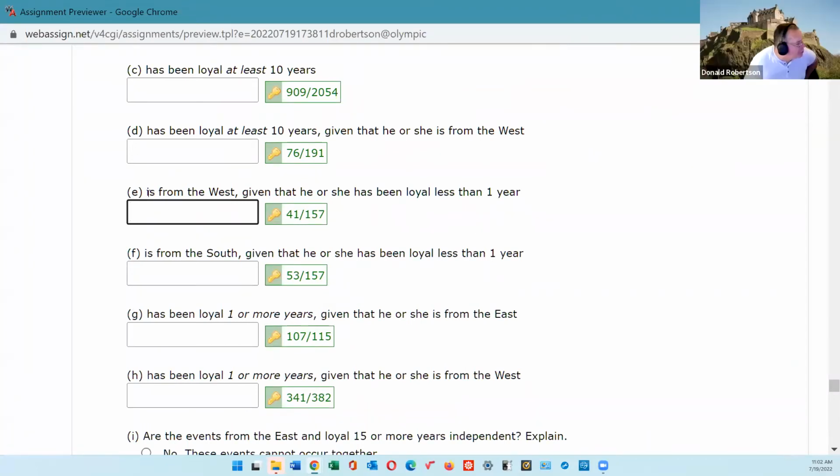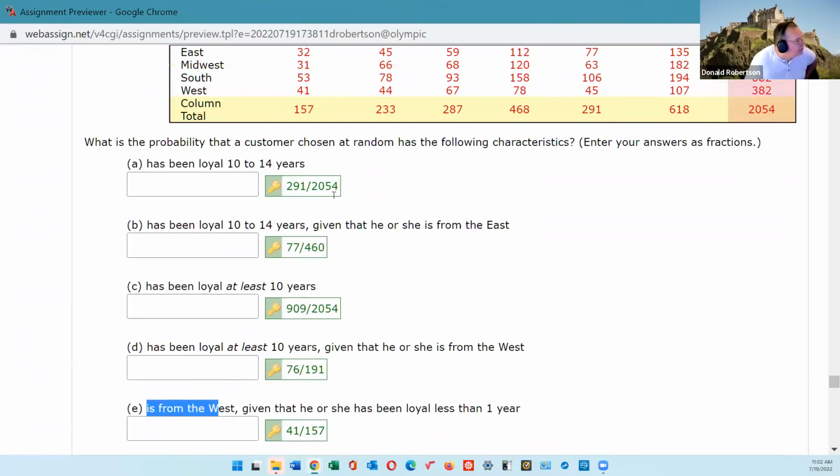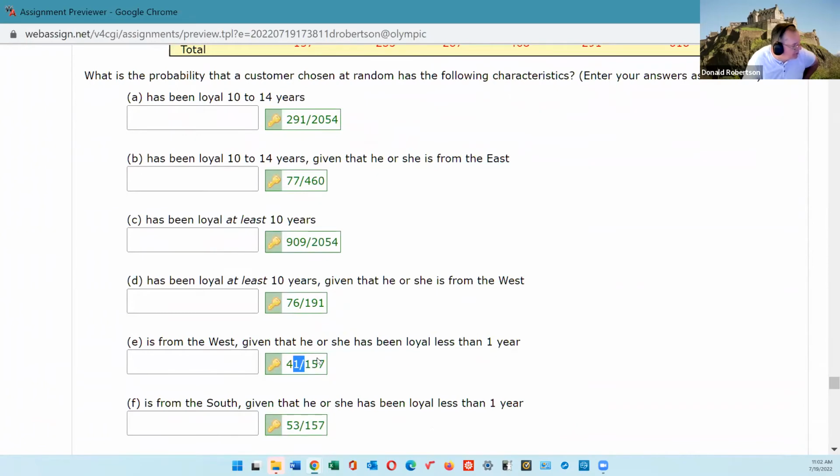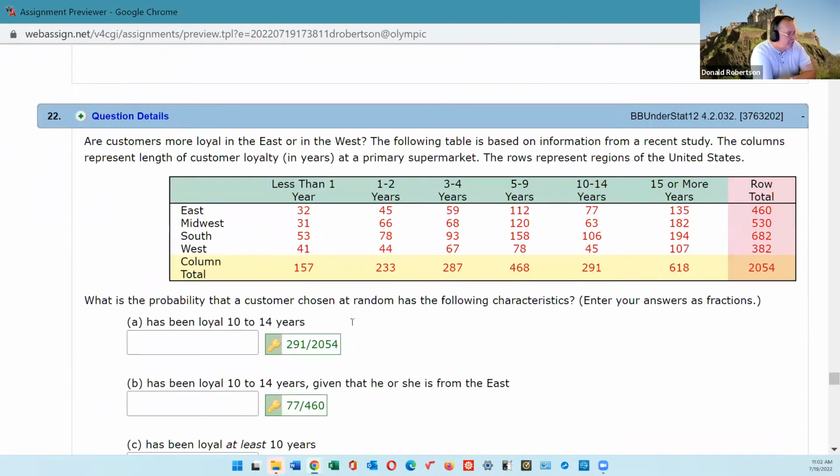Okay, so what's the probability that they're from the West, given that they've been loyal for less than a year? If they've been loyal for less than a year, it's 157 in the bottom, isn't it? And how many of them were from the West is 41, right? Can you see the 41 over 157? Now if you switched it round and said, what's the probability then that they have been less than 1 year, given that they're from the West? Then since you know they're from the West, you're using that row. So 382 in the bottom and 41 in the top. You see the difference? 41 out of 382.